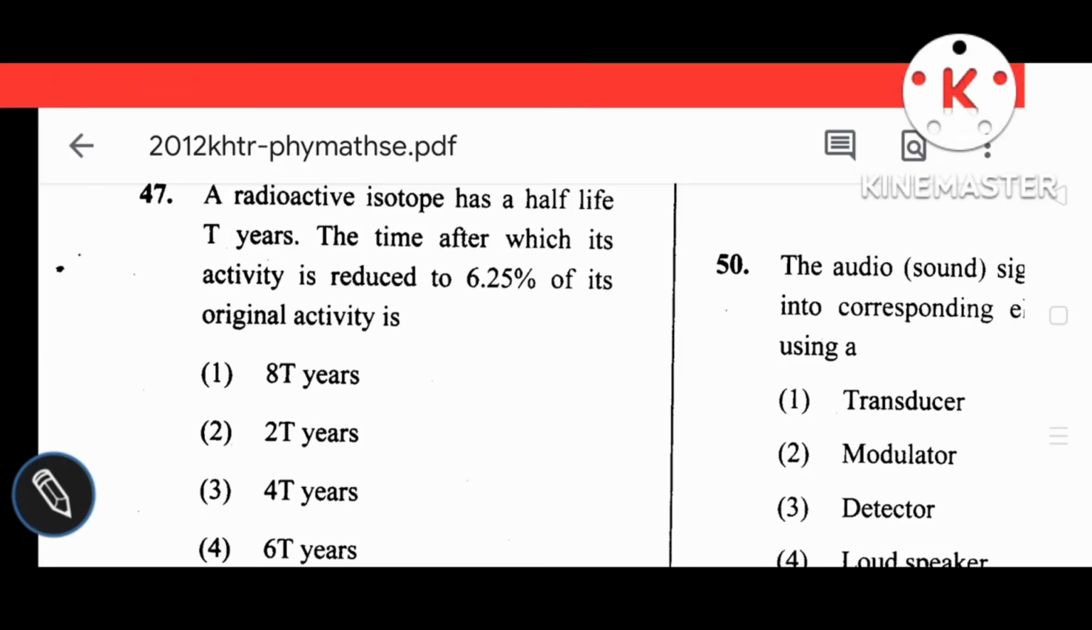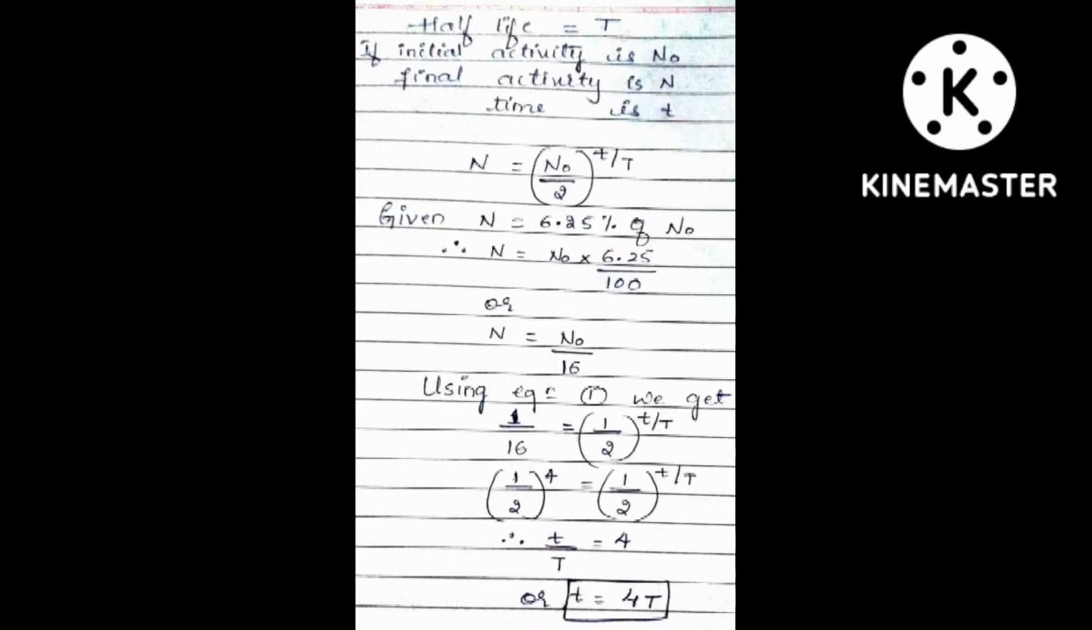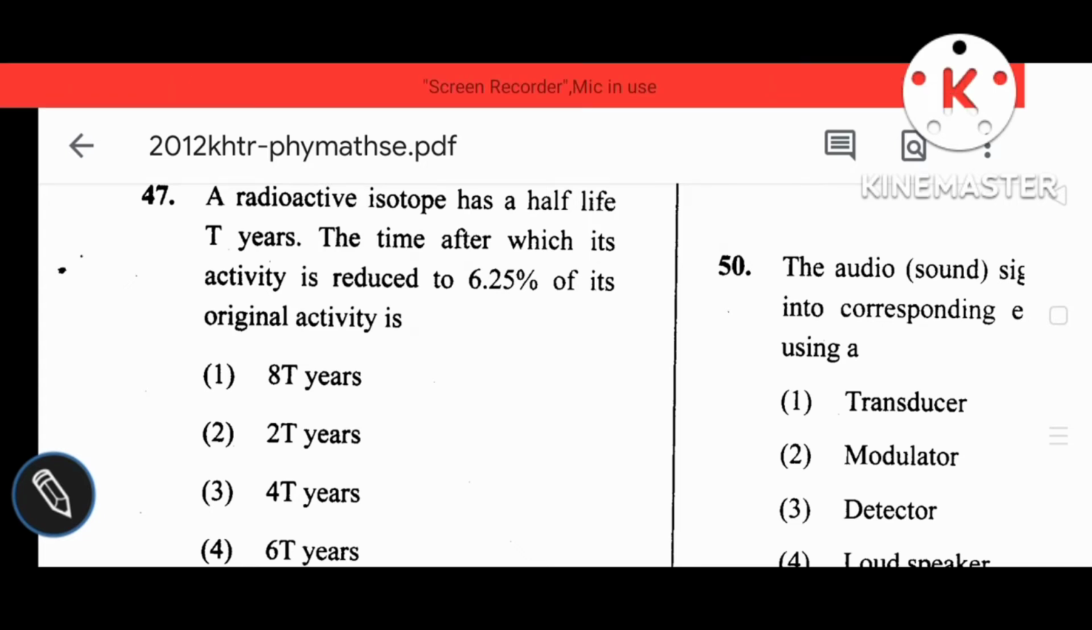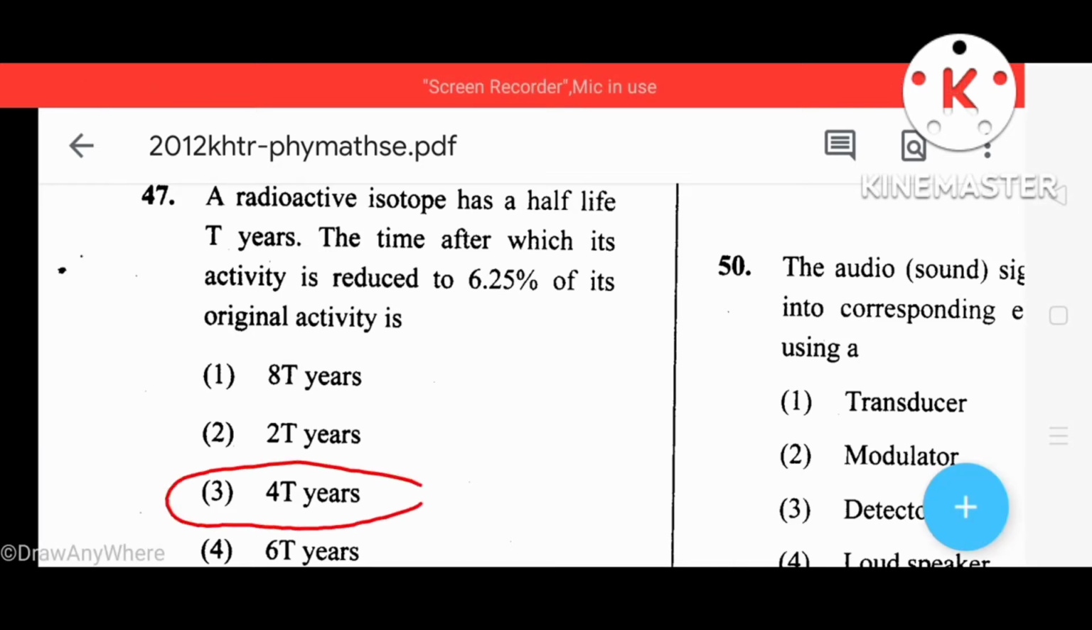Question 47: a radioactive isotope has a half-life of T years. The time after which its activity is reduced to 6.25% of its original activity is? Okay, so we have to solve this using a formula here. N is equal to N naught by 2, whole raised to t divided by capital T. When we substitute the values and calculate the value of time here, it is equal to 4 times the capital T. The time after which the activity gets reduced to 6.25% of its original activity is equal to 4T years here. So option 3 will be the right answer for this one.